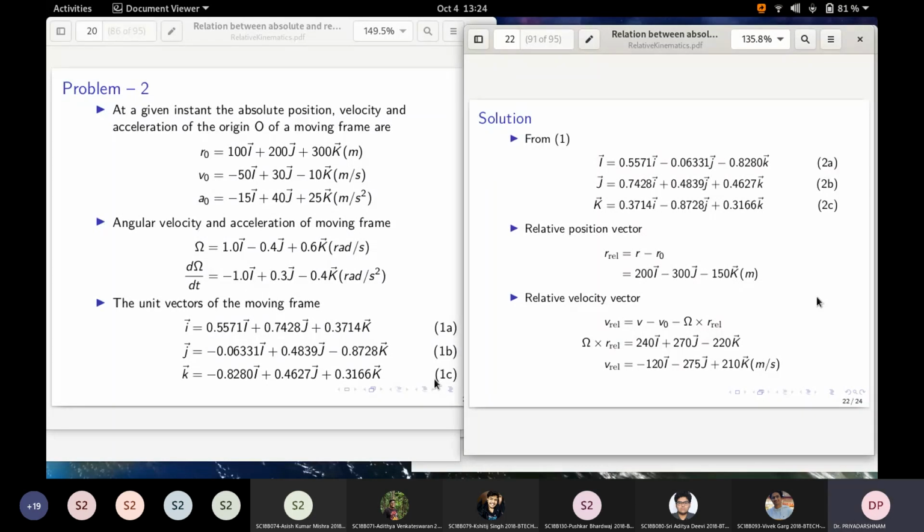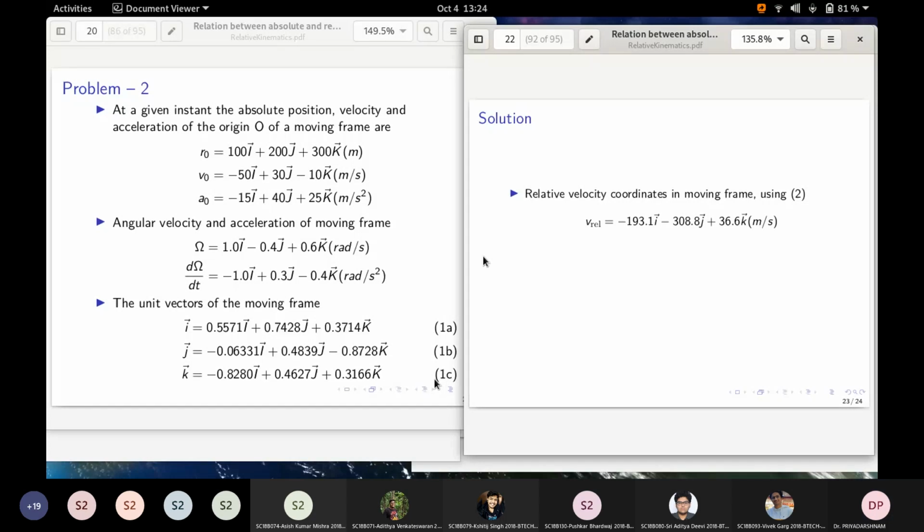Similarly, the absolute acceleration is known. From there, the relative acceleration expression will be the subtraction of the remaining components. You can go and verify. I'm not discussing it here because I do not know how many of you are actually working. So this is your relative velocity.